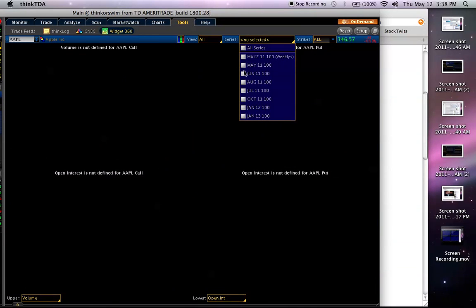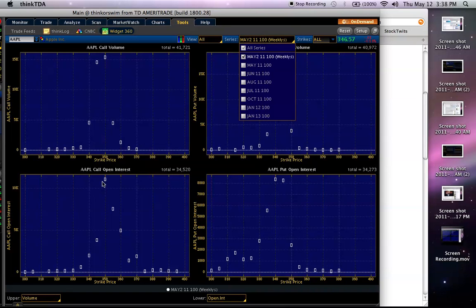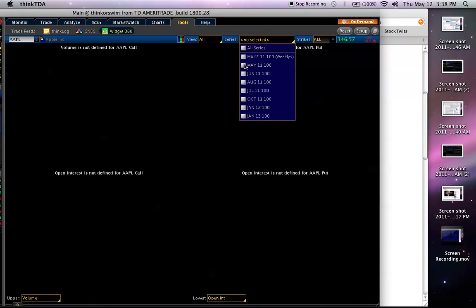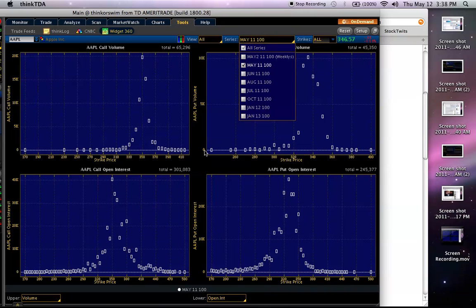All this does not matter to me. You want to look at right here. What's Apple going to do? It's not going to go above 350. It's not going to go below 340. So you write puts against that, overwrite calls against that. It'll happen every single time, 90% of the time.